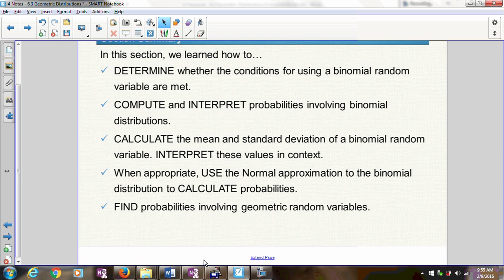And then finally, we talked today about calculating the geometric probabilities. Again, the formula is so much easier. If you're just finding the probability that x equals something, it's easy enough to do using the geometric PDF command on your calculator.